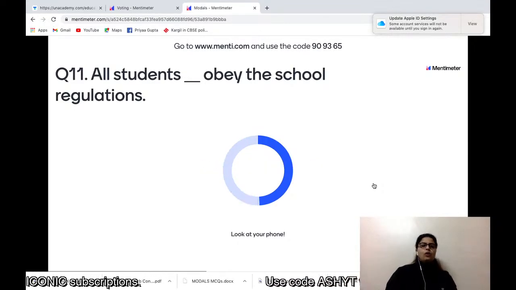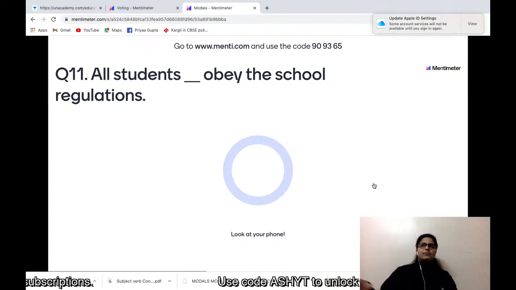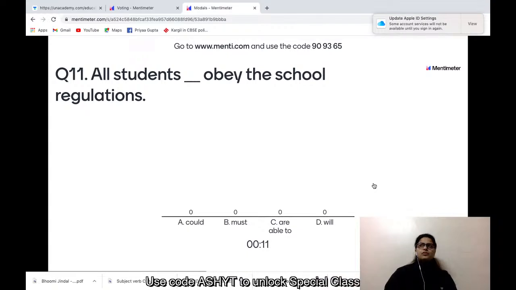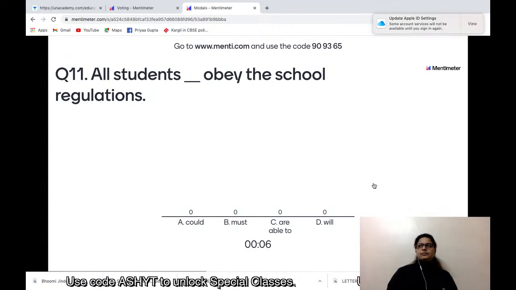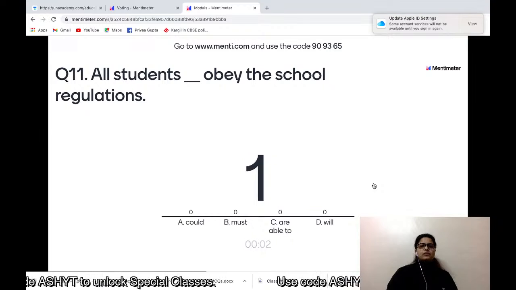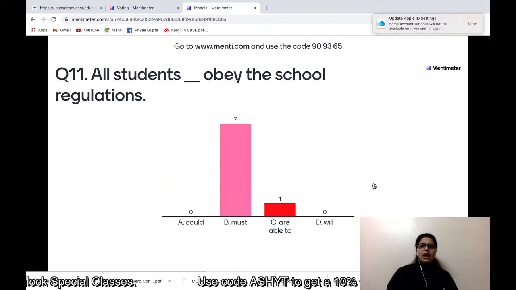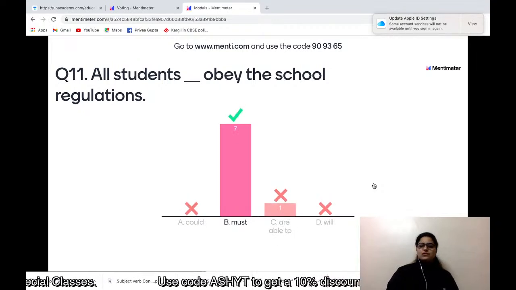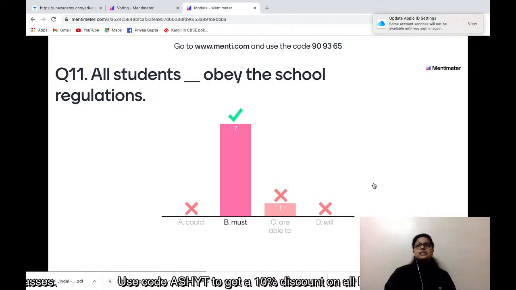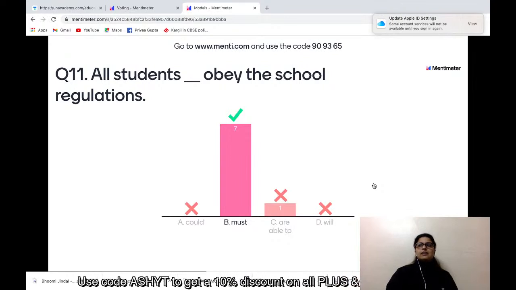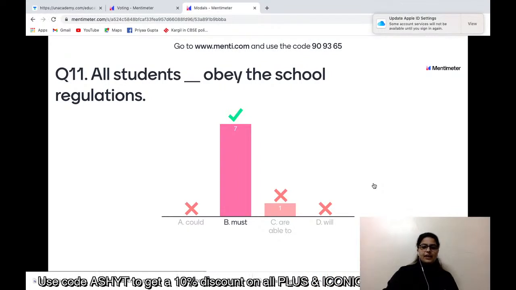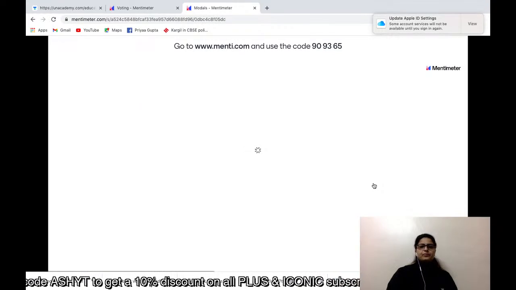Watch it carefully. All students dash obey the school regulations. There are options on the screen. 8 seconds left. All students dash obey the school regulations. Must, of course. Of course, must is the right answer because it is an obligation and something which is compulsory, right? Let's see the scoreboard.